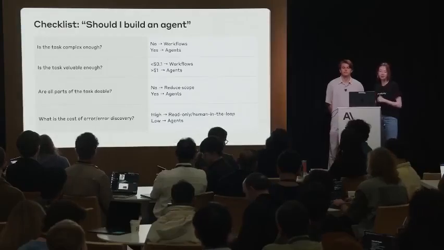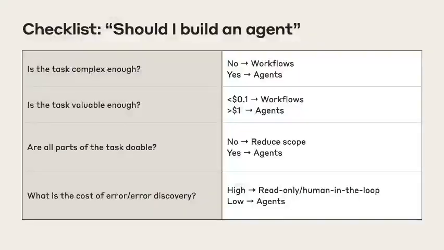The last thing you might want to think about is the cost of errors, or how easy it is to discover errors. So if it's really difficult to correct an error or detect an error, that is maybe not a place where you want the agent to be working independently. You might want to have a human in the loop in that case. If the error is something that you can recover from, or if it's not too costly to have an error occurring, then you might continue to allow the agent to work independently.